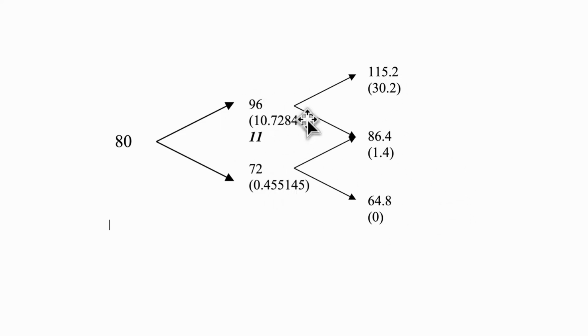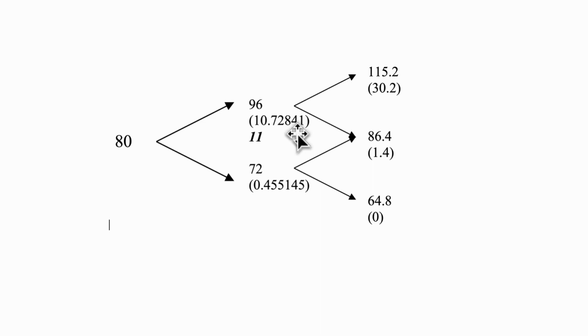here we have the payoffs based, actually the present value, expected present value in parentheses of these two payoffs based on the probabilities and the expected present value at that time versus the early exercise value, which is 11 in this case, and there is no early exercise value in the down node at 72.